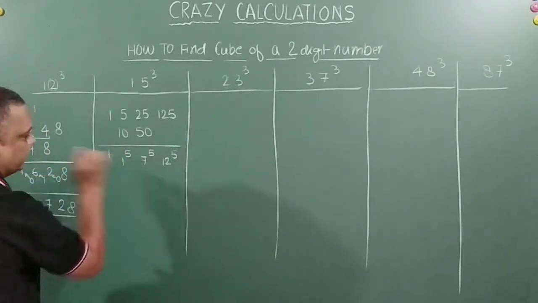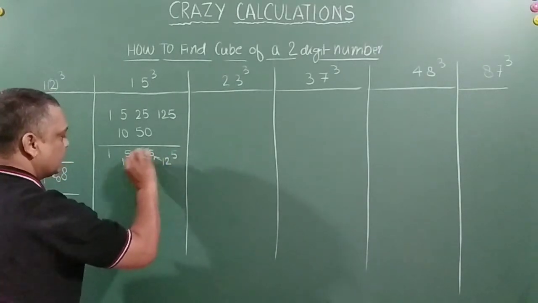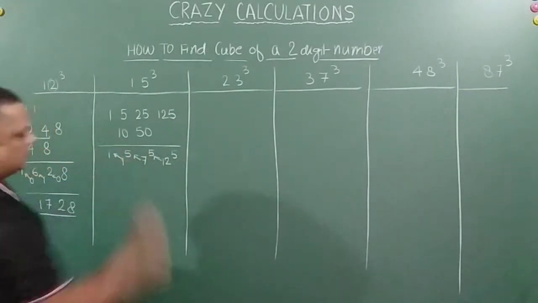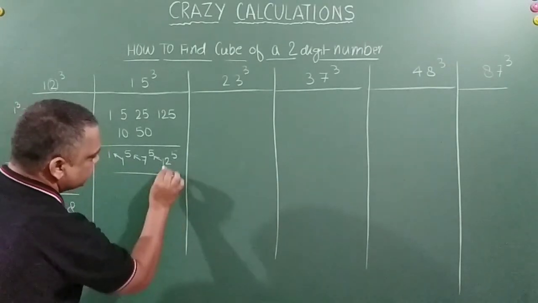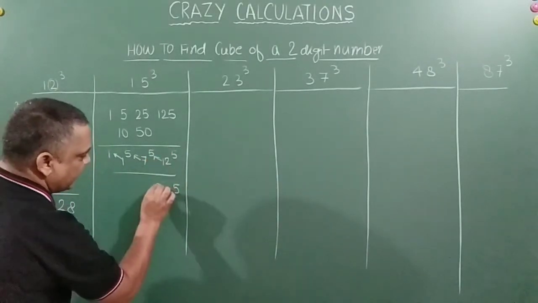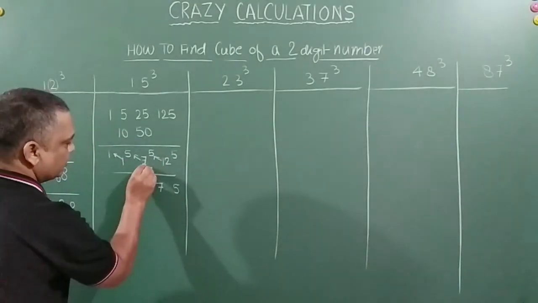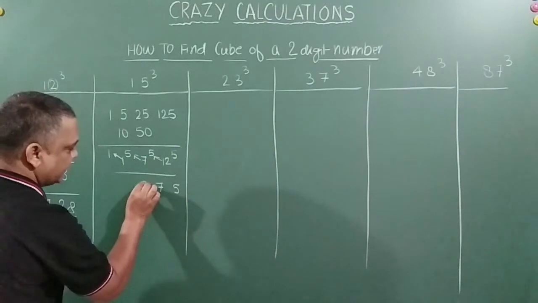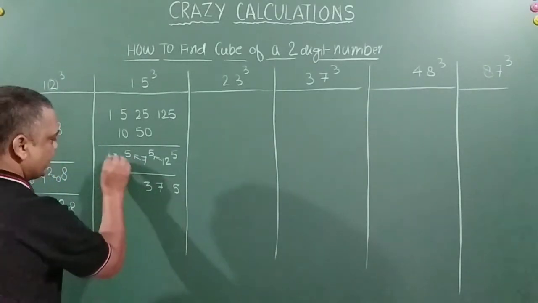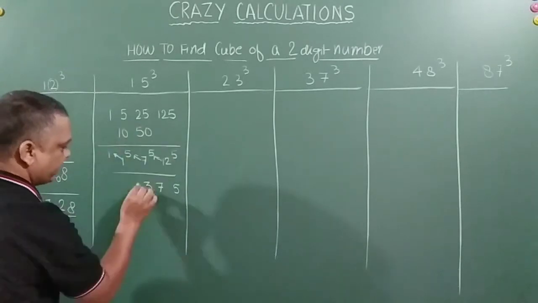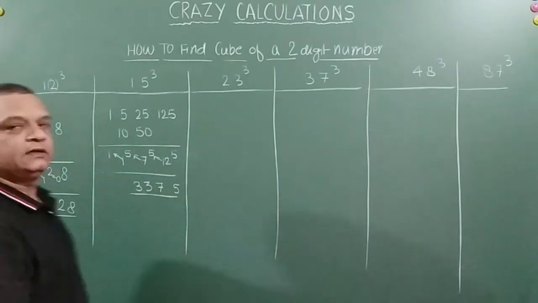Then 1. Now let's draw this line, crisscross line. Okay. Now I will write the answer here. 5. See, 5 plus 12 is 17. I will write 7. Carry forward is 1 for me. So 8. 8 plus 5 is 13. I will write 3 here. Carry forward again is 1 to me. So 1 plus 1 is 2 plus the carry forward 1, that is equal to 3. So 3375 is the answer.